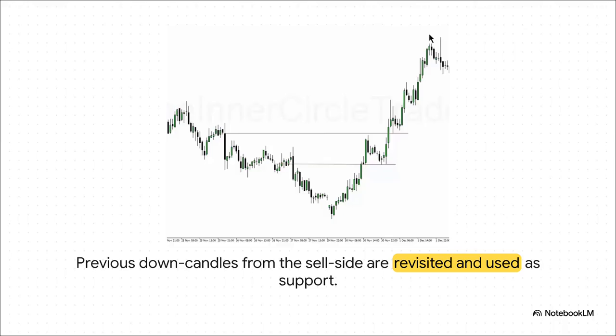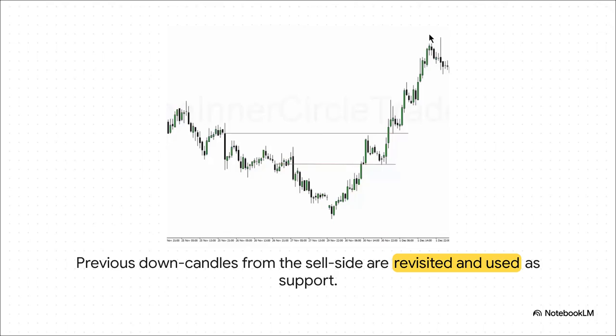Okay, let's look at a real chart to see how this plays out. Focus on the left side of this V shape. You see those down close candles that cause those tiny little bounces on the way down? Okay, now follow the price after the major low gets put in. As the market rallies up on the right side, watch how it comes back down to test those exact same levels.